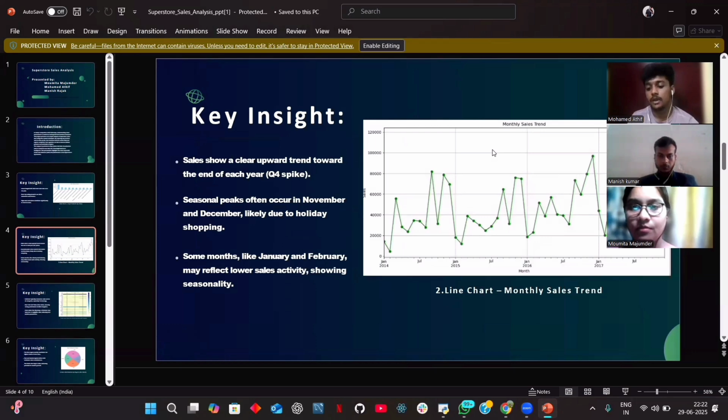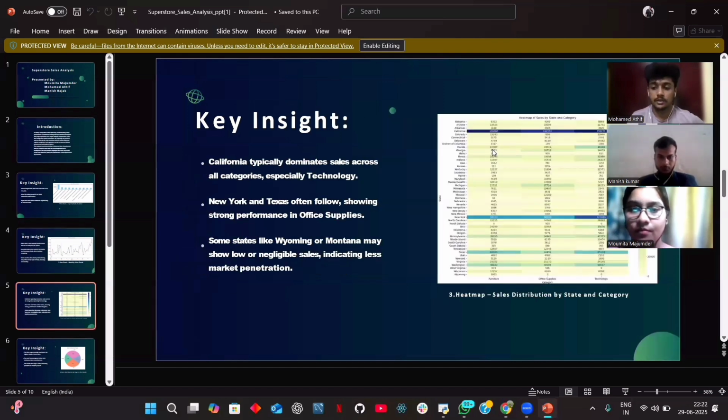Second, the line chart of monthly sales trend. Sales show a clear upward trend towards the end of each year. Seasonal peaks often occur in November and December, likely due to holiday shopping. Some months like January and February may reflect lower sales activity, showing seasonality. And over to you, Manish.